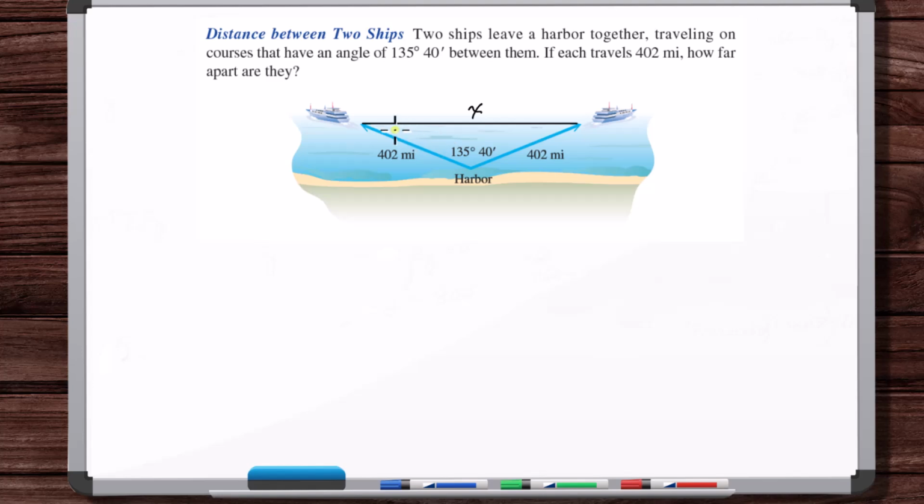So we just need to solve a triangle here. We've got two side lengths and an angle. So this could be the side-side-angle case, or this could be the side-angle-side case. The side-side-angle case, we'd have to use the ambiguous case of the law of sines, but this is the side-angle-side case where we can use the law of cosines. So let's use the law of cosines to get length x.